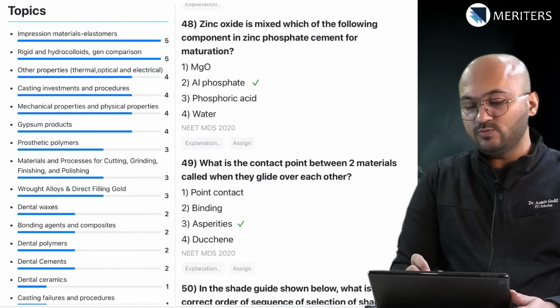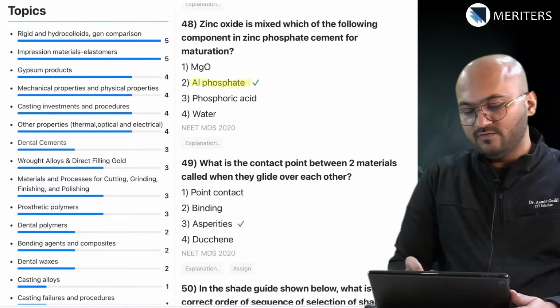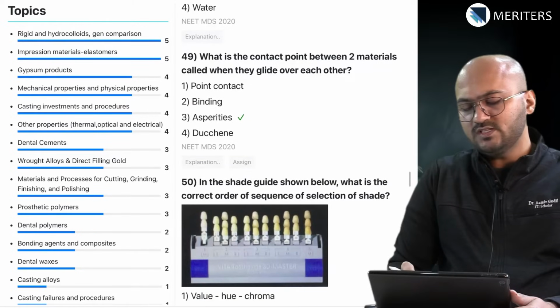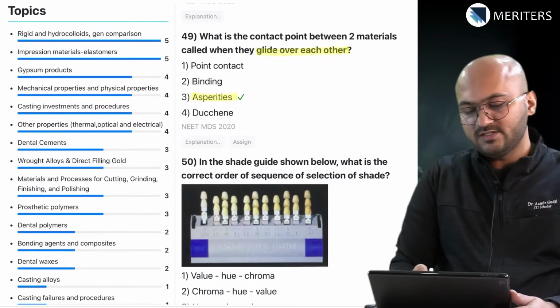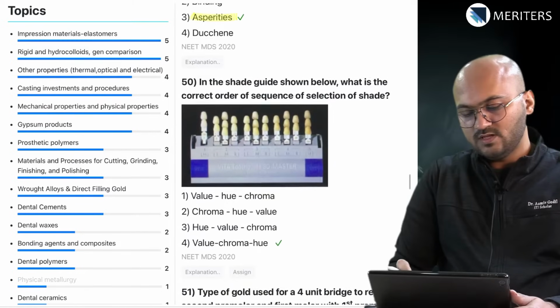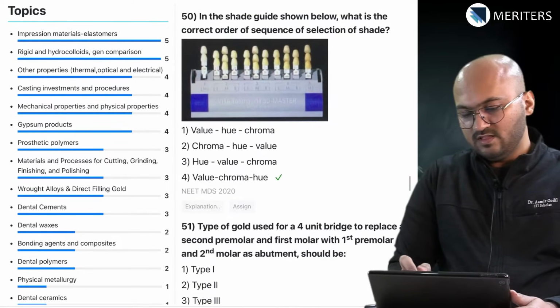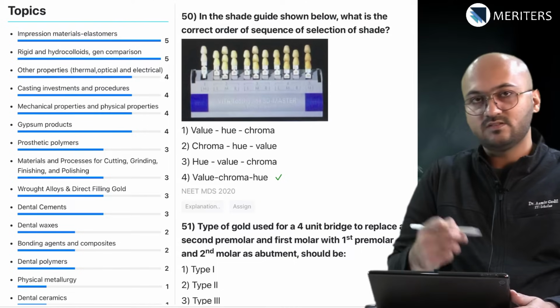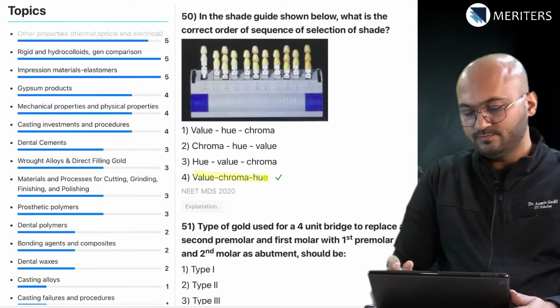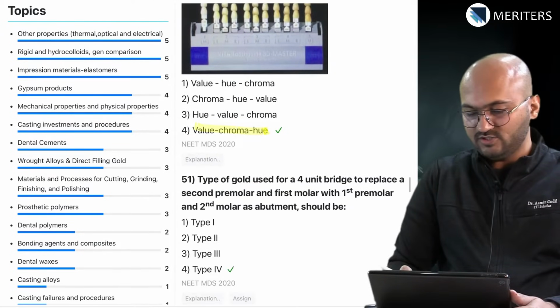Zinc oxide is mixed with which of the following components in zinc phosphate cement? Aluminum phosphate. What is the contact point between two materials called when they glide over each other? It's called asperities. Then we have the Vita 3D Master Shade Guide, and what is the selection of shade sequence to record? Value, chroma, hue. That is according to the manufacturer.